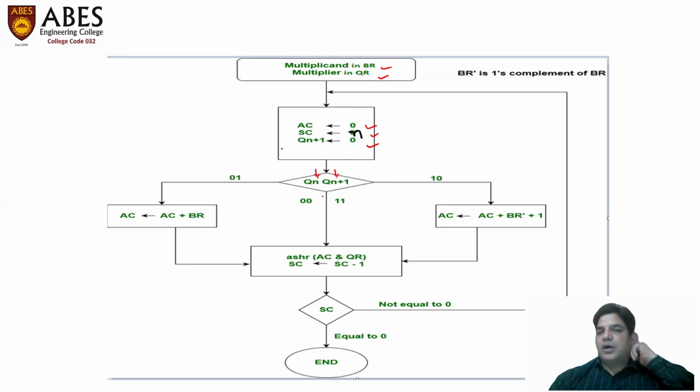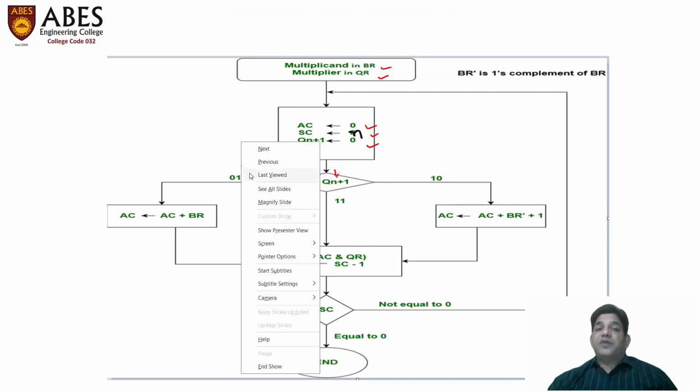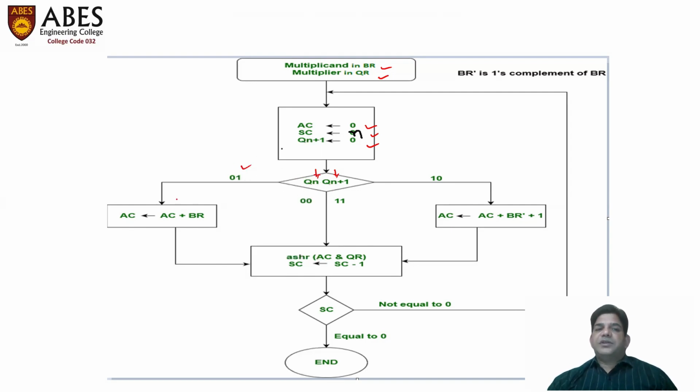So here the two positions are here. If the two bits Qn and Qn plus 1 are 0, 1, we have to perform the addition, that is AC plus BR is assigned to AC, and the accumulator is modified. And if it is 1, 0, we have AC plus BR complement plus 1, that is, we have to perform the subtraction. And then we modify the accumulator.